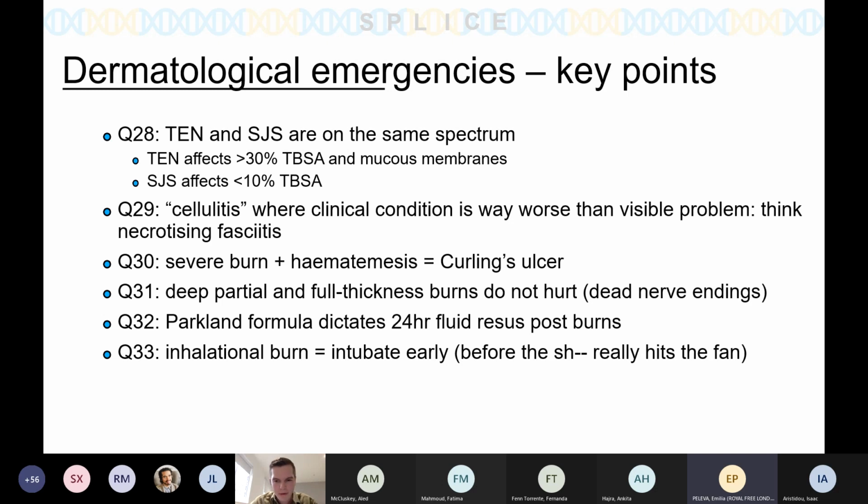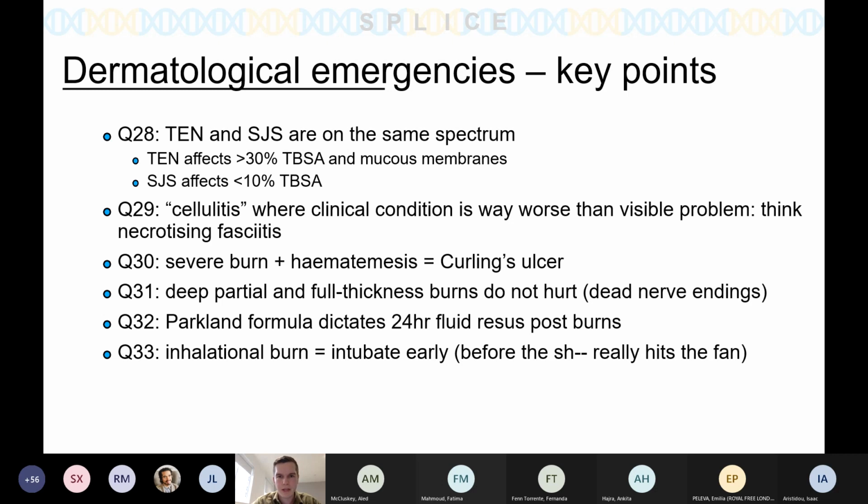Mycoplasma may or may not be coming up later. Spoilers. Next learning point, cellulitis, where the person's basically just too unwell for it to be cellulitis. Think neck fash instead. Someone who vomits blood after a big burn has a Curling's ulcer. You just need to be able to recognise that, not know how to treat it.